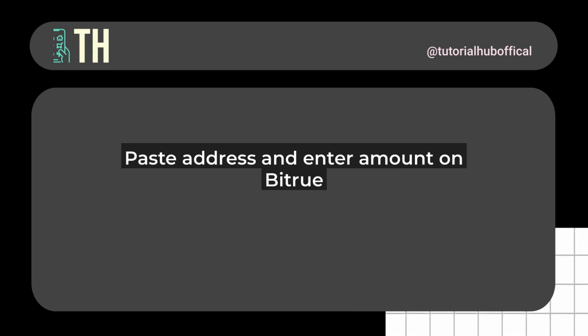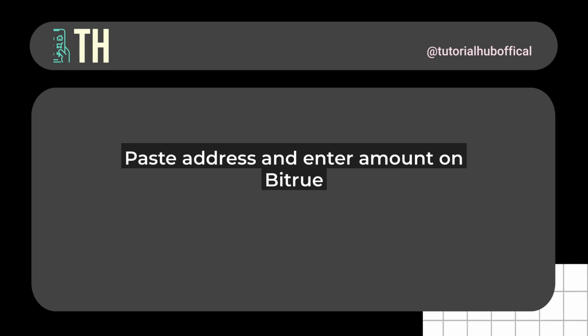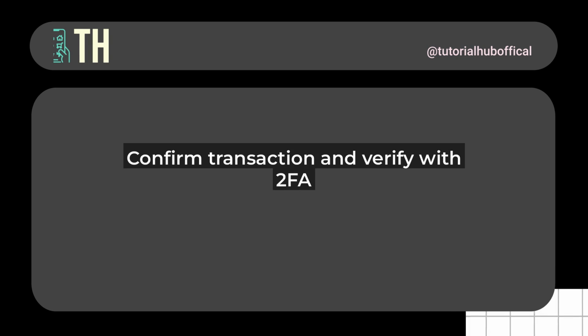Back on Bitrue, paste the Kucoin address into the withdrawal form. Enter the amount of Solana you want to send, but don't forget to account for network fees. These can vary, so check the estimated fee before confirming. Once everything looks good, hit the Confirm button and verify the transaction with any required 2FA codes.